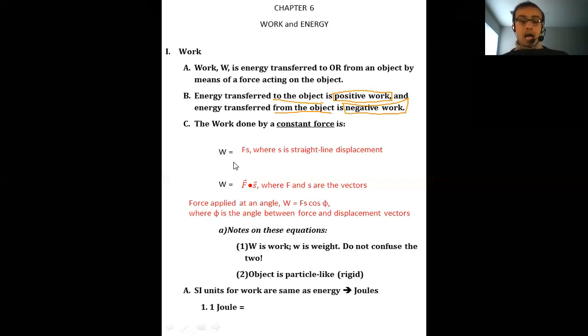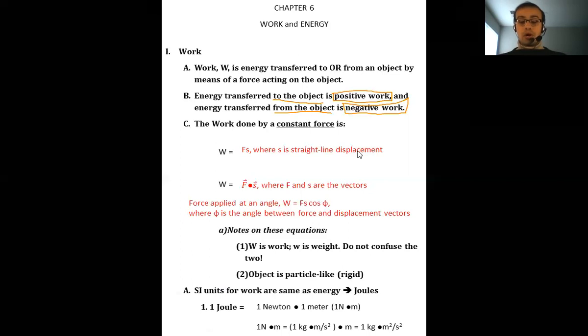All right? The SI units for work are the same as the SI units for energy, and that is the joule. Remember, joule rhymes with cool, and there's nothing cooler than physics and nothing cooler than energy. So the joule is the unit for work and energy. 1 joule is defined as 1 Newton of force times 1 meter of distance. So that's 1 Newton of force across 1 meter of distance.